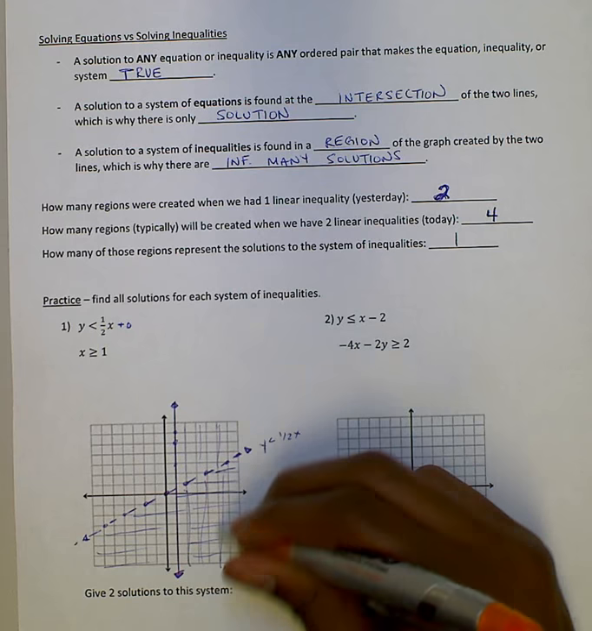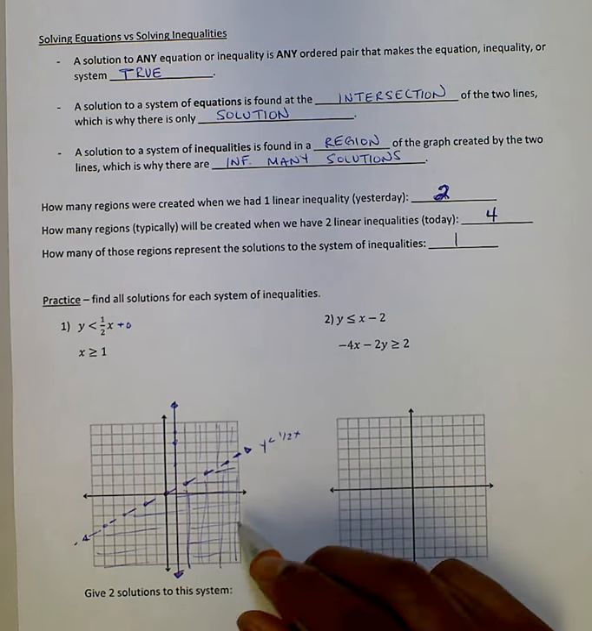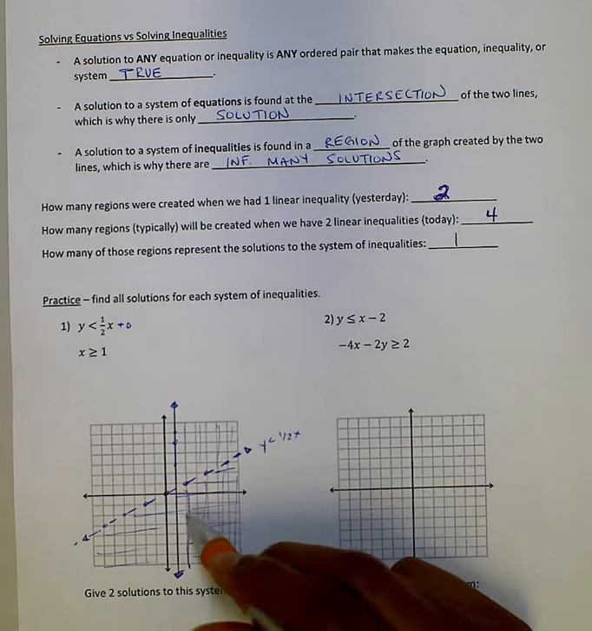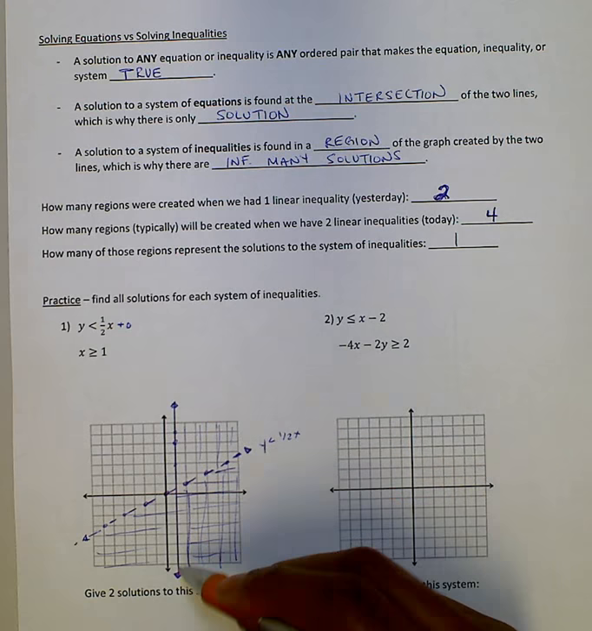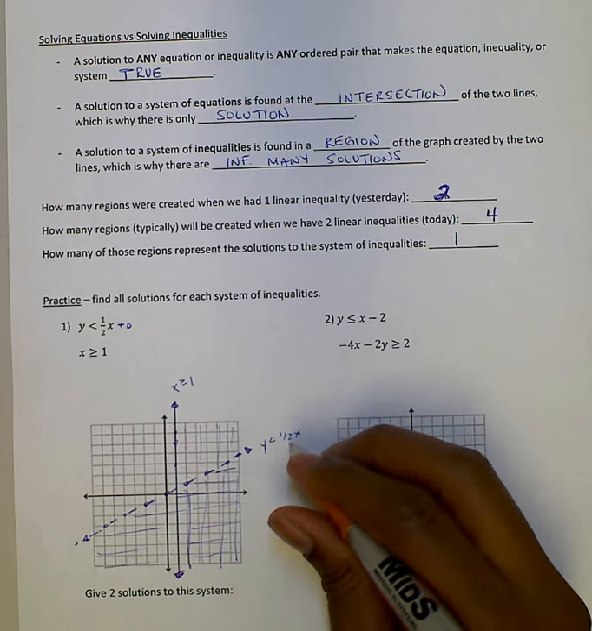Okay. Now the reason I'm shading vertically and horizontally is hopefully you can see there's a section that has vertical and horizontal shading. It's here. To the right of our x is greater than or equal to 1 line, and underneath our y is less than 1/2 x line.